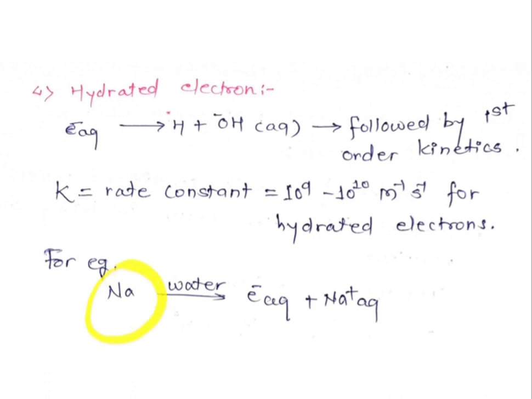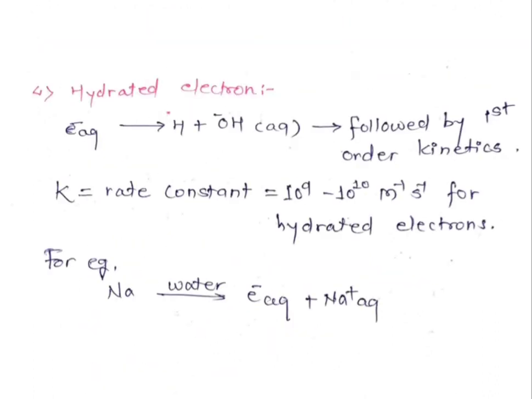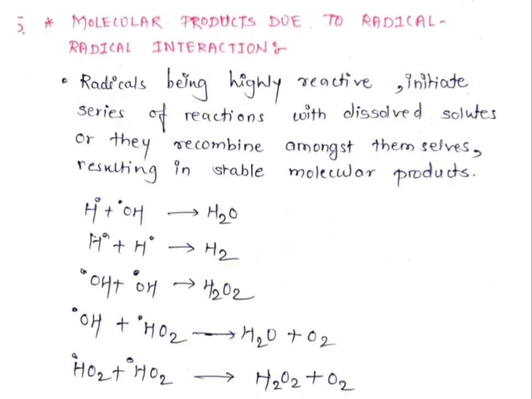When we take sodium and it comes in contact with water, it forms the aqueous electron and there is a formation of Na+, that is aqueous sodium. So this is all about the hydrated electron formation. Now we will see the fifth point, molecular products due to the radical interaction.